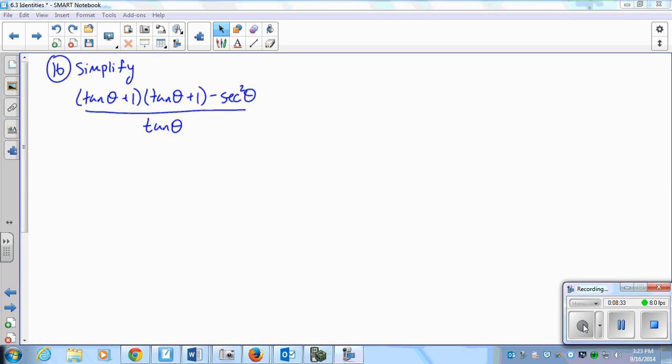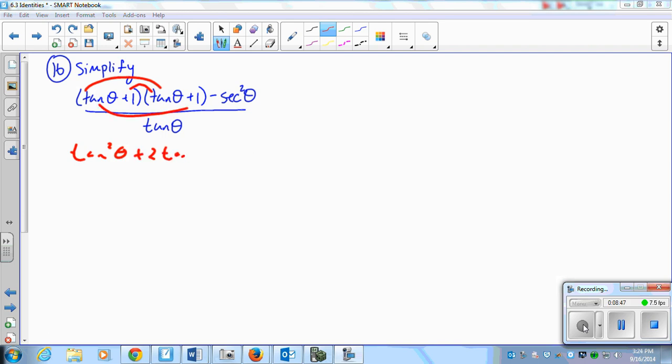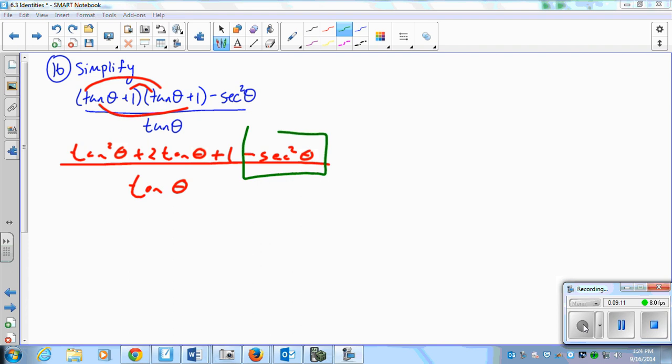So another example here: when we're asked to simplify, remember to distribute things through. So I get my tangents. I'm going to get tangent squared theta. My middle terms, I'm going to get plus 2 tangent of theta. And my last term, plus 1. And then I'm going to have minus secant squared theta, all over tangent of theta. Well, here, again, I should see that I have lots of things in tangents, but I have this one kind of oddball out, minus secant squared theta.